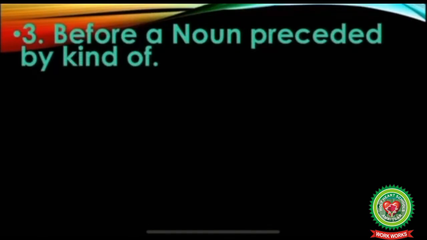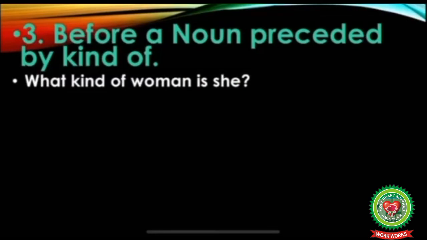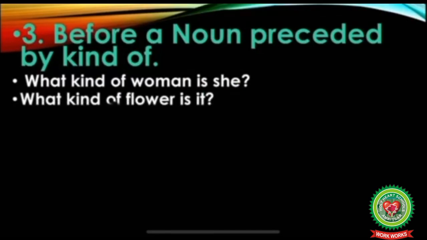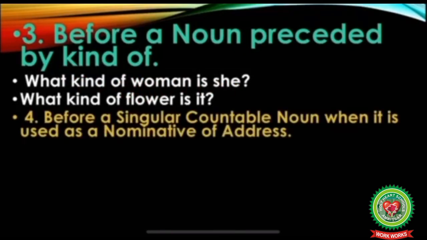Before a noun preceded by "kind of." Now children, before a noun, if the phrase "kind of" is mentioned, we will not be using any article before it or after it. What kind of a woman is she? We will not be using any article after it. What kind of flower is it? We will not be using any article before flower.